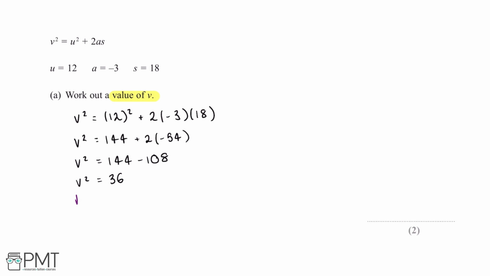So what we're going to want to do is square root both sides of this equation. And the square root of v squared is v. And then the square root of 36 is plus or minus 6. And this plus or minus is easy to forget. So plus or minus 6 is our final answer.